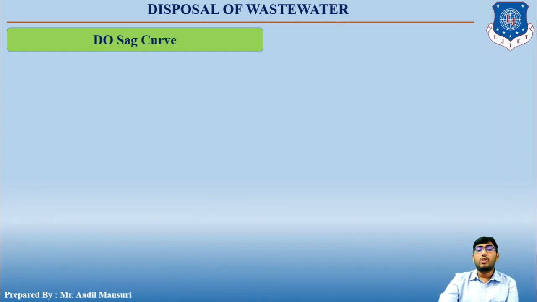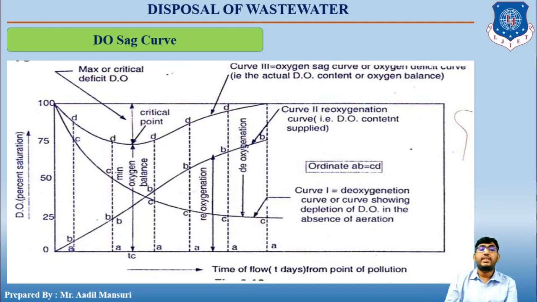So let us now talk about the DO sag curve. You can see on the screen, on the y-axis, dissolved oxygen in percentage, and on the x-axis, time of flow. First let me talk about deoxygenation. Curve 1 is the deoxygenation curve, which shows that with the passage of time the dissolved oxygen is reducing. So, deoxygenation curve, what does it mean?